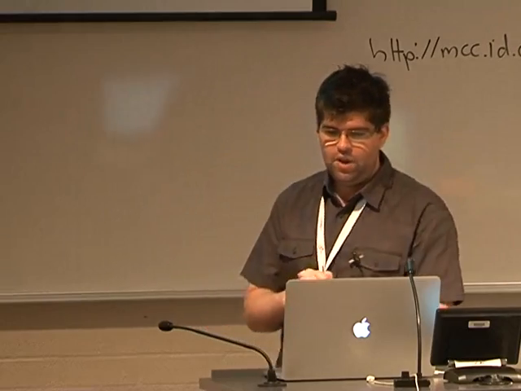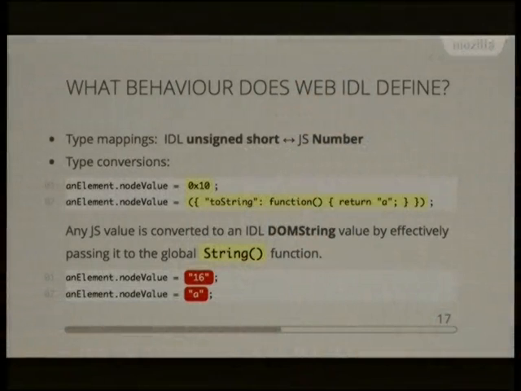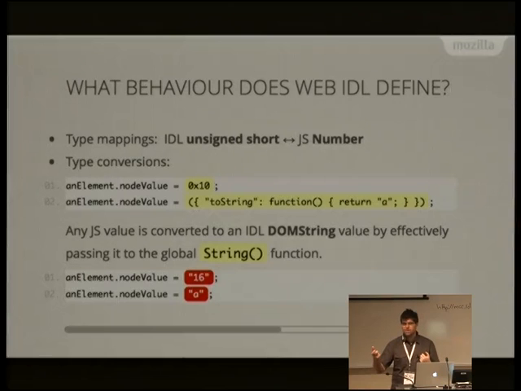So let's have a look at the kinds of behaviours that WebIDL does define. So firstly, and maybe most fundamentally, it defines the type mapping between the types that the IDL language has, like unsigned short, needs to be exposed in JavaScript as a number value. So JavaScript doesn't have different width integer types, it's only got number, which is a double precision floating point number.